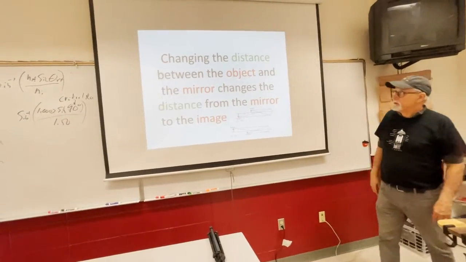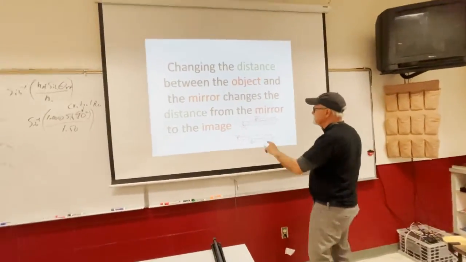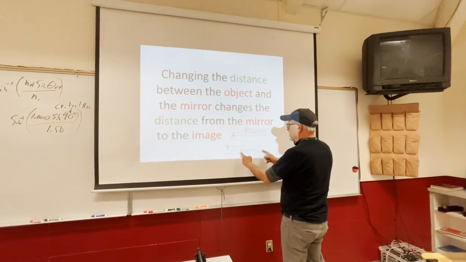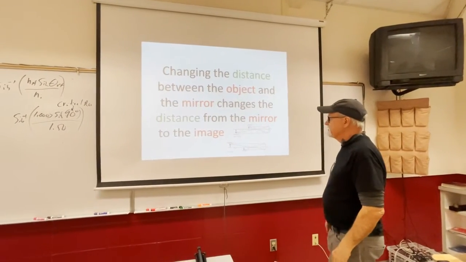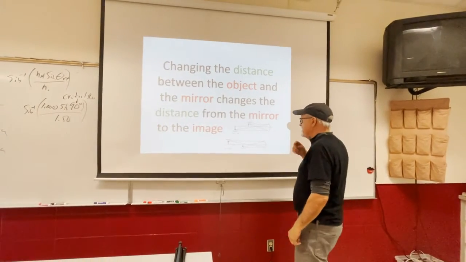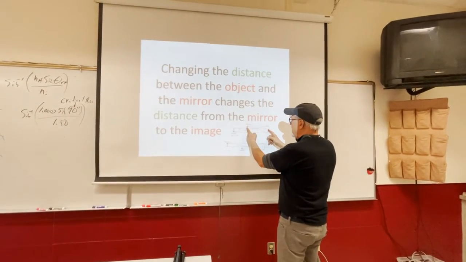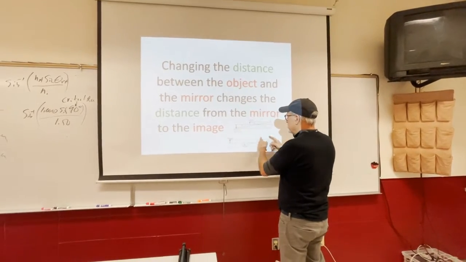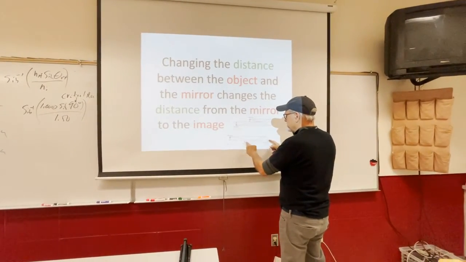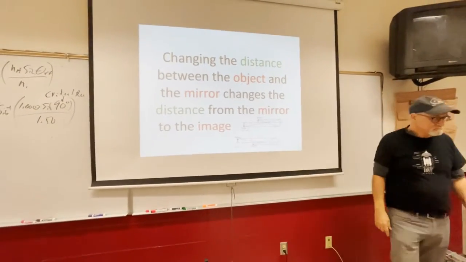Here's the thing. Changing the distance between the object and the mirror changes the distance from the mirror to the image. Here we've got the object close, and the image is far. And as we move the object out, the image comes in. We saw that.